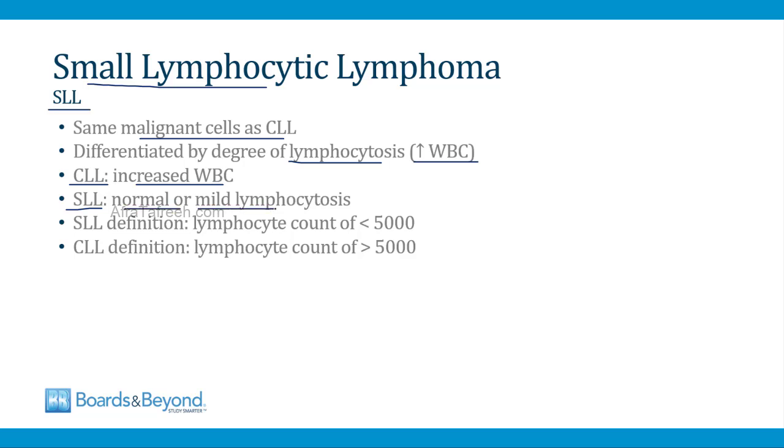So by definition, we call the condition SLL if the peripheral lymphocyte count is below 5,000, and we call it CLL if the lymphocyte count is above 5,000. But basically, these two disorders are caused by the same malignant cell. It's just that in one form there are more cells in the peripheral blood.